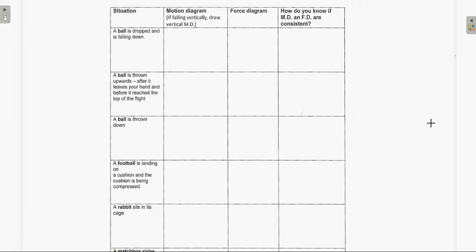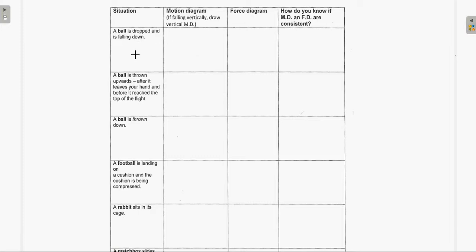Hi everyone. So you were assigned a table that looks a lot like this to do for homework tonight because the quizzes on this type of stuff were a little sad. So hopefully by now you've at least tried to do it, although I'm sure most of you have not. But either way, I can't control that from here. So let's get cracking. The first one asks us: a ball is dropped and is falling down.